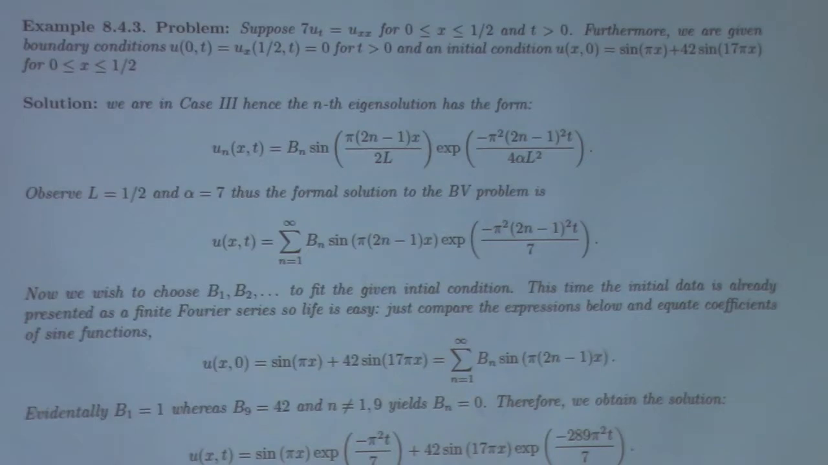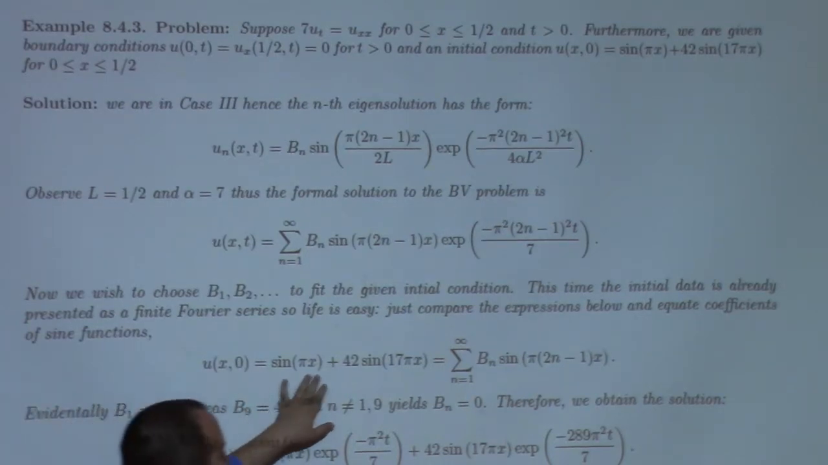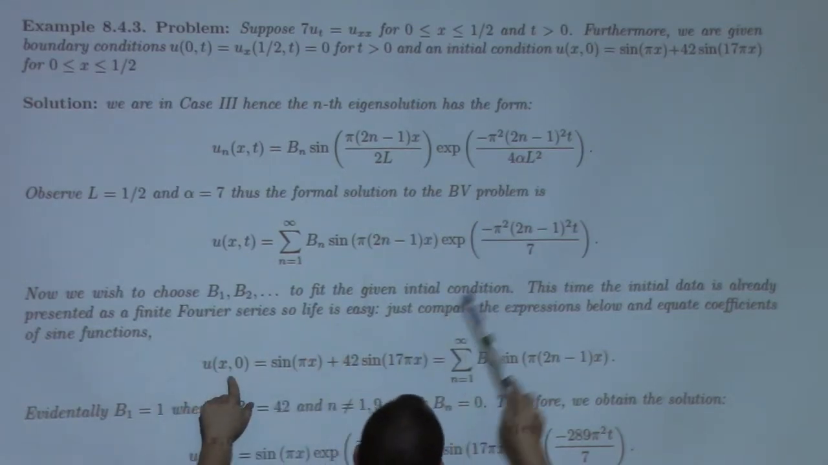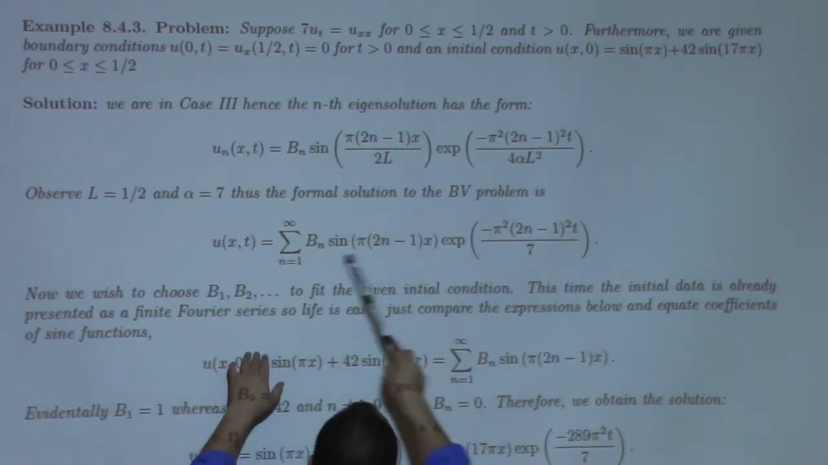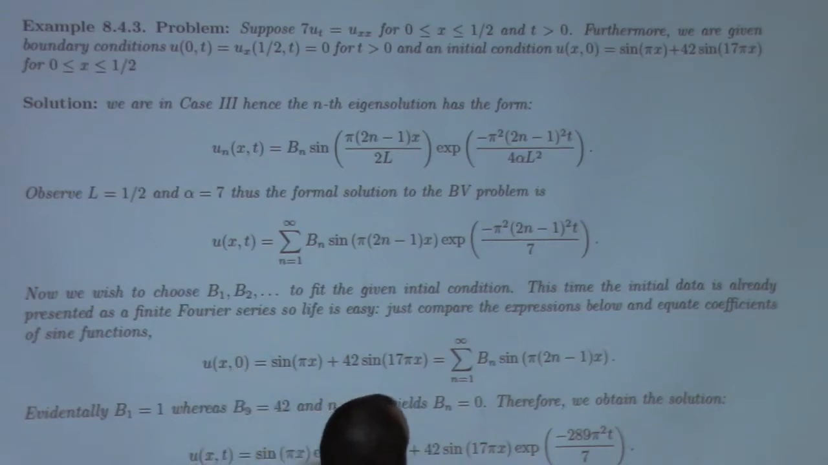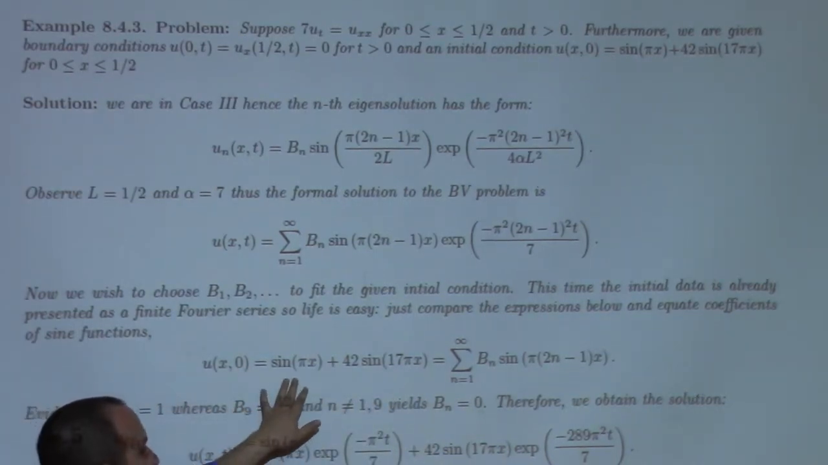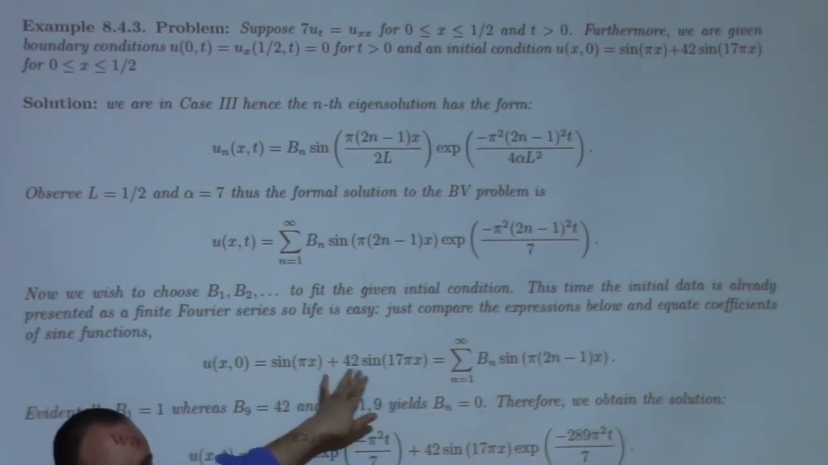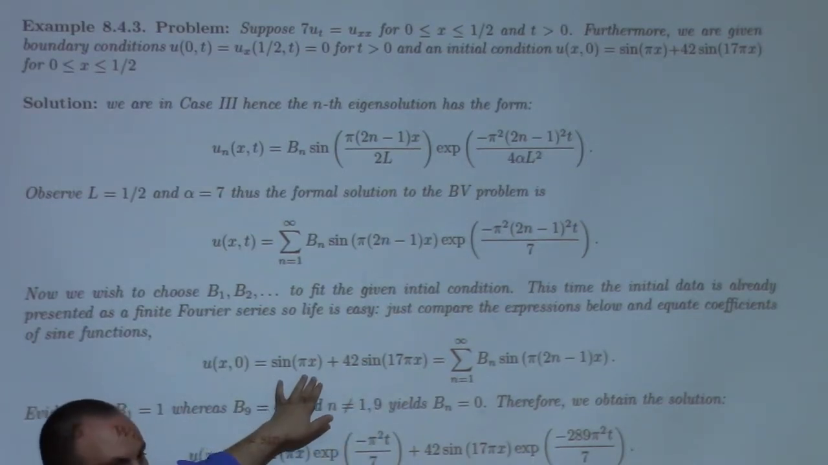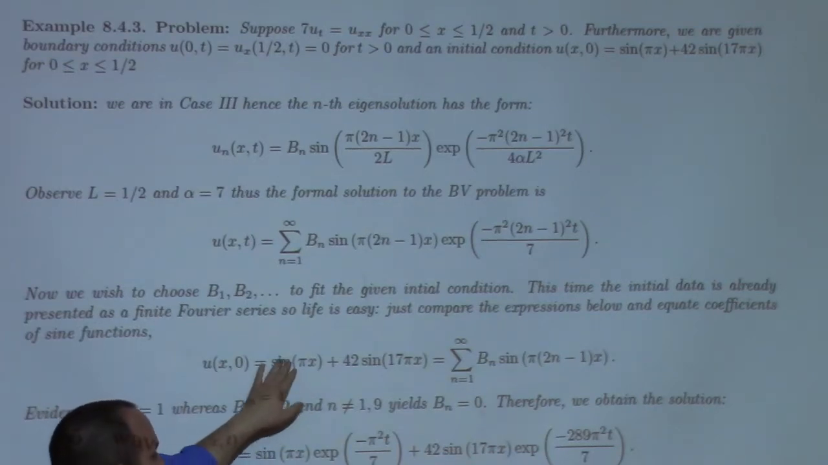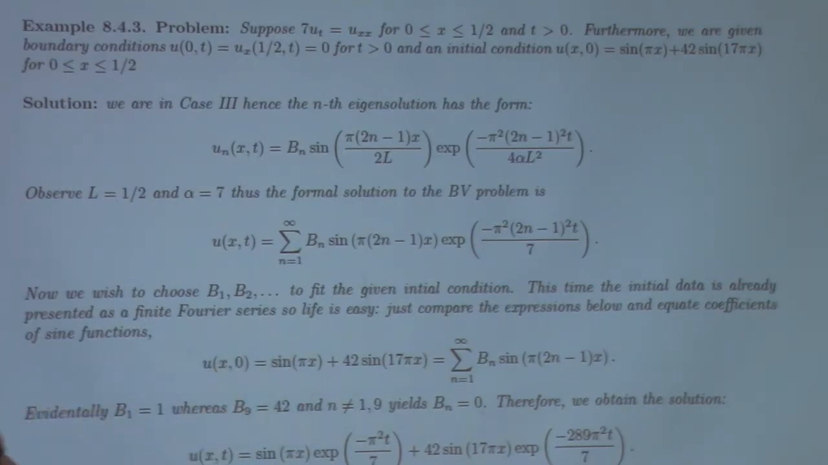The initial data though is u of x, 0 equals sine pi x plus 42 sine 17 pi x. When I plug in 0 this makes the exponential go away, so I've got to match this to that somehow. But I don't really need to calculate the Fourier series for this, because it's already a Fourier series. That's what makes this cheesy. There's no Fourier calculation because the given initial temperature distribution is already Fourier decomposed. That's why it's a kind of cheesy problem.